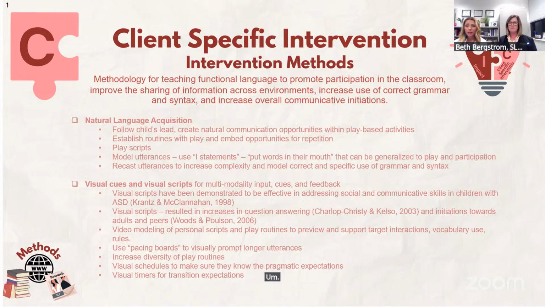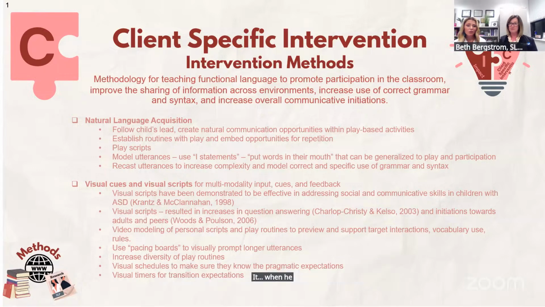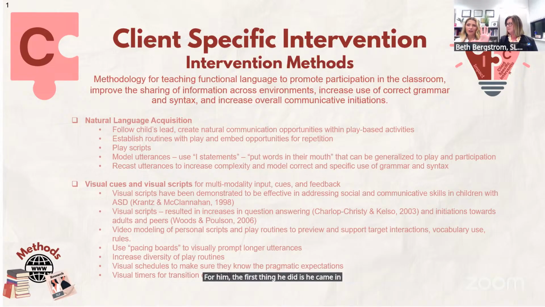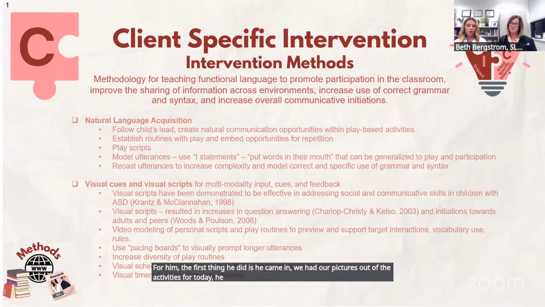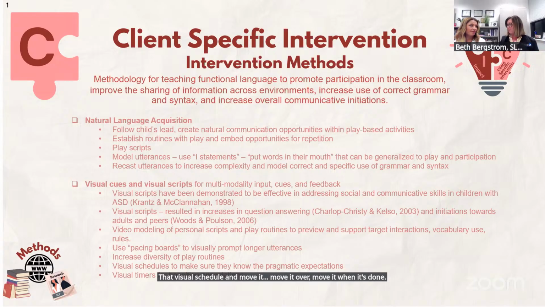We used a visual schedule with Jackson so that he knew expectations during that session. And actually, when he came to me, we let him choose the order of the things, which was so successful for him. The first thing he did is he came in, we had our pictures out of the activities for today. He put them in the order. It gave him some control over that therapy session. And it was magic. He's always been a kid who really wanted that visual schedule: move it over when it's done, put the toy away when it's done.